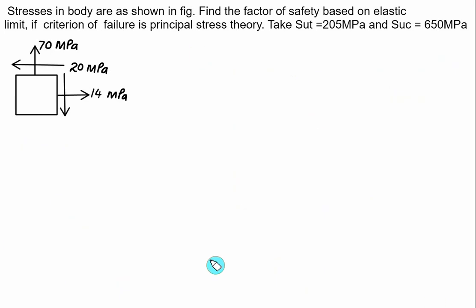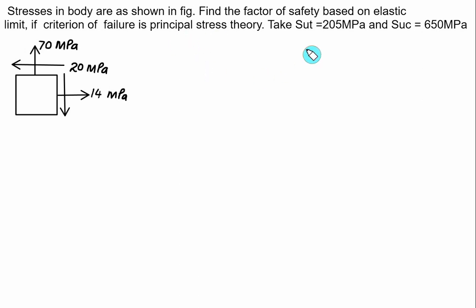So in each problem what we are doing, we are changing the value of sigma x, sigma y and tau xy such that we are getting the point in the quadrant 1, quadrant 2, quadrant 3 and 4. That will help us to improve the concept of finding the factor of safety in the case of maximum principal stress theory. So let's consider here we have a state of stress as shown in the figure, and we want to find out again the factor of safety based on the maximum principal stress theory.